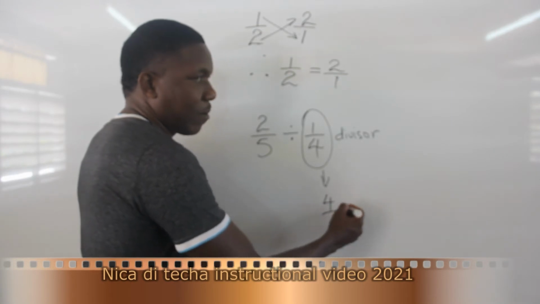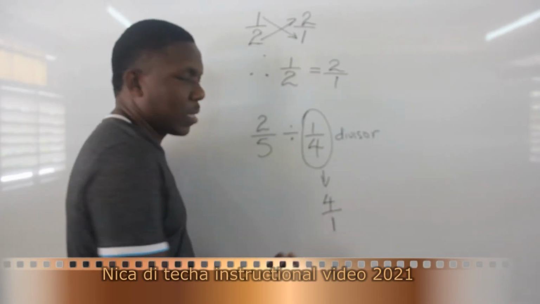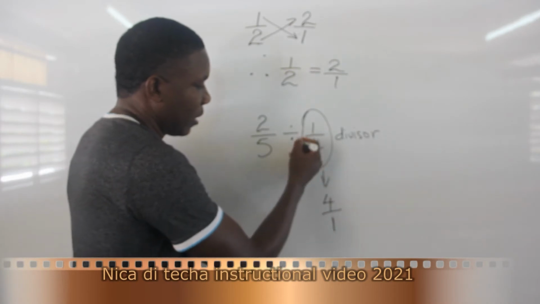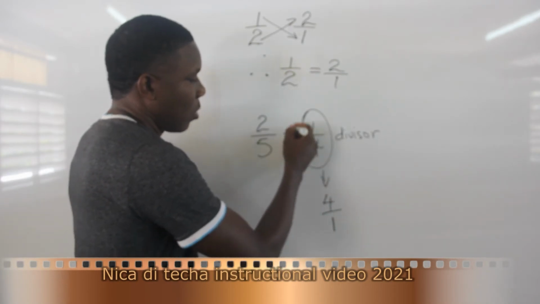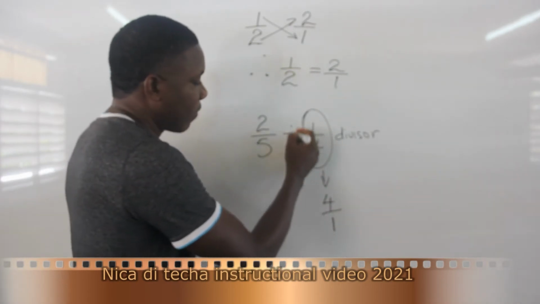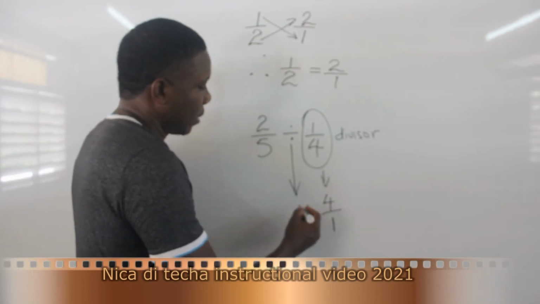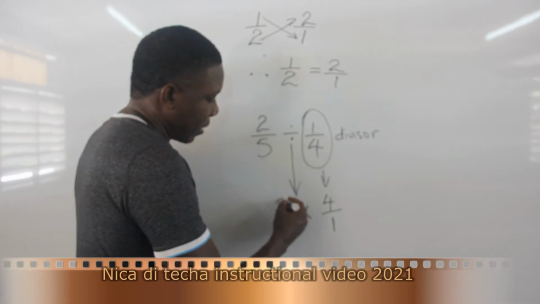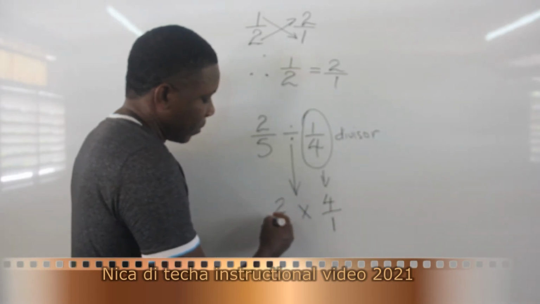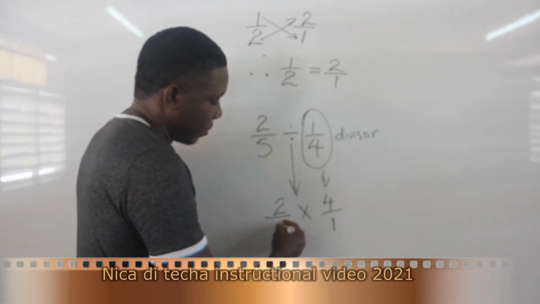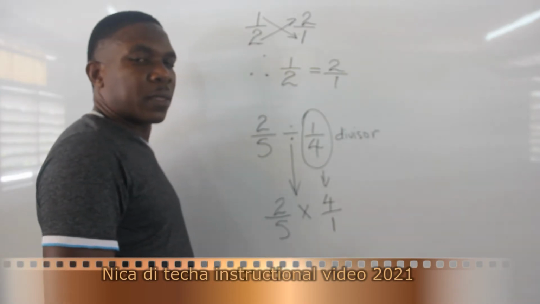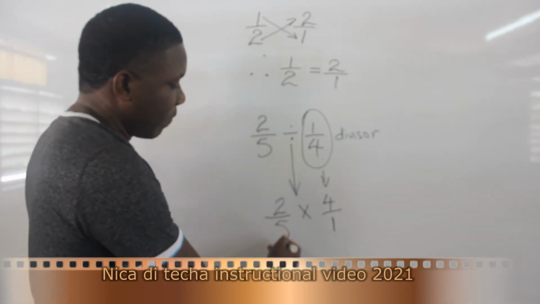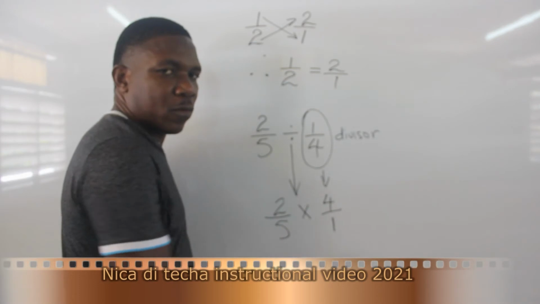So we're working now from right to left. We're going to change our division sign, which is the opposite. So the opposite of division is multiplication. And then we let our first fraction, the fraction that we're dividing, remain the same. So here we now have 2/5 multiplied by 4 upon 1.